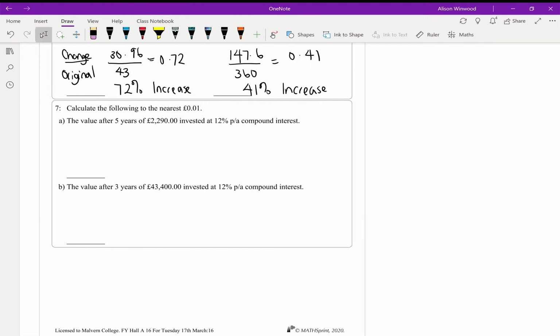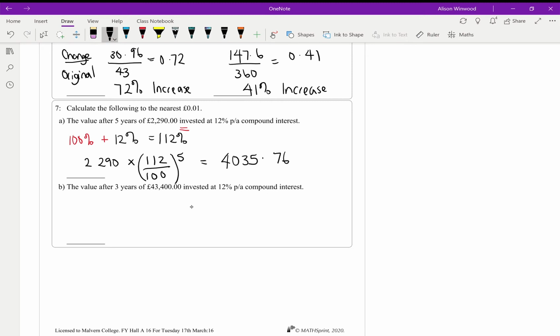Investments is 100% add. So adding on the 12% takes me up to 112%. I had £2,290, and we're increasing to 112% every year for 5 years, which gives me £4,035.76.